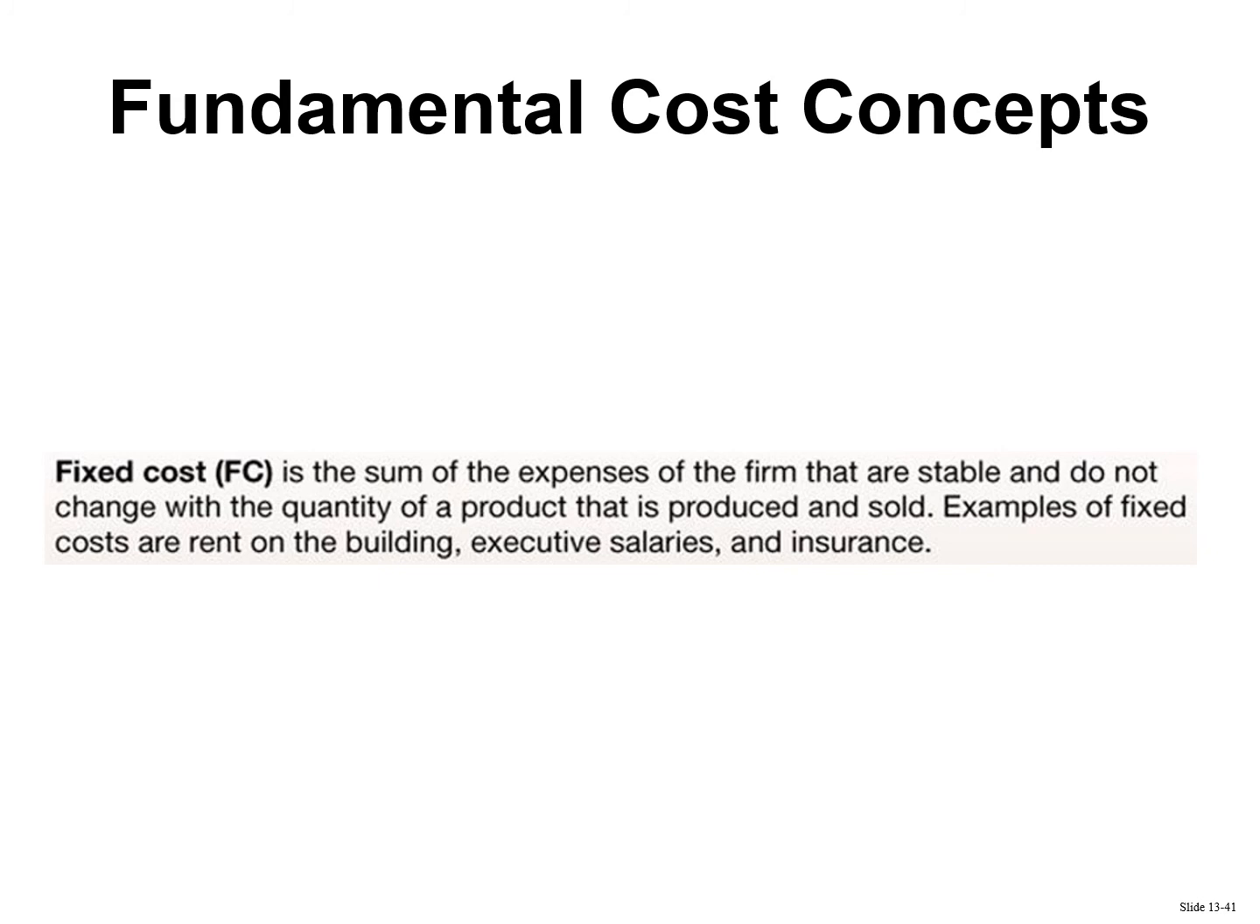Now, it doesn't matter if you're manufacturing one unit in that building or you're manufacturing 1,000 units of your product in that building. You have to pay the same amount of rent. That's fixed costs. Some of the expenses of the firm that are stable and do not change with the quantity of a product that is produced and sold.